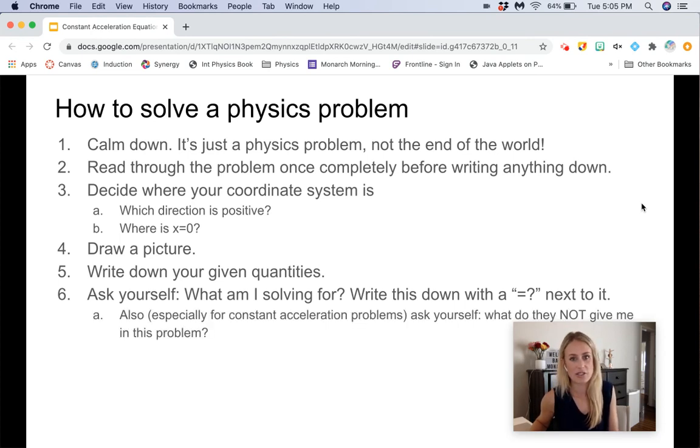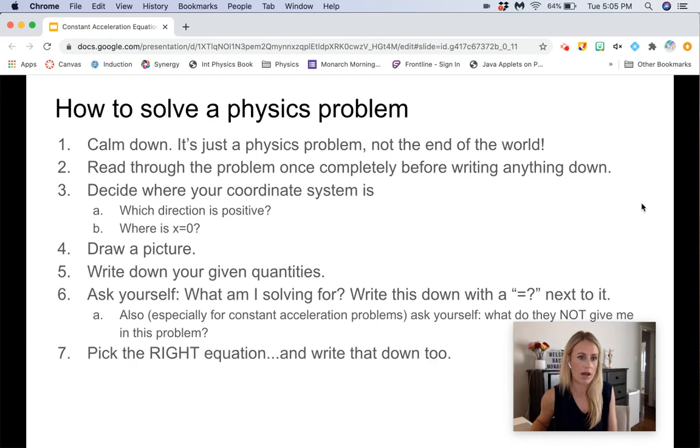Also, I say, especially for constant acceleration problems, ask yourself, what do they not give me in this problem? You don't want to pick an equation that has something that they don't give you. Number seven, pick the right equation. It's a really good step. Yeah, it can be helpful. And write that down as well.